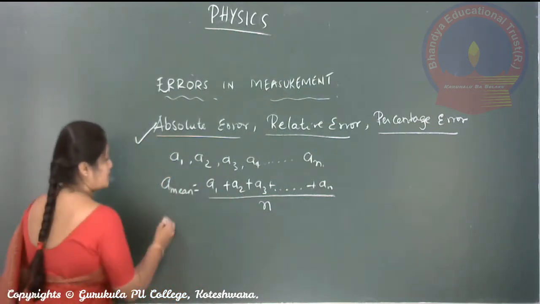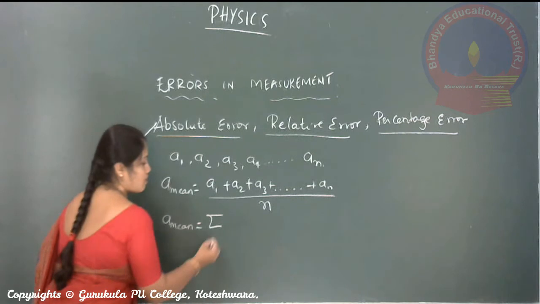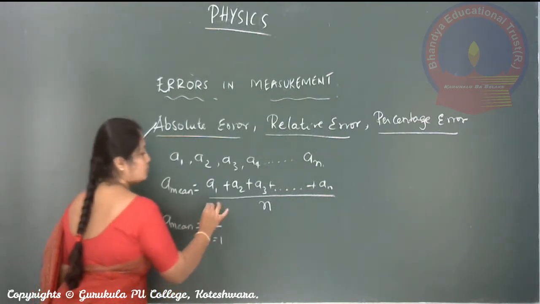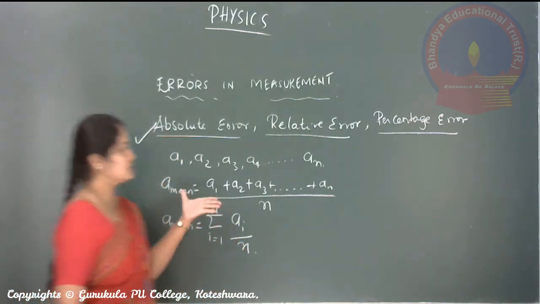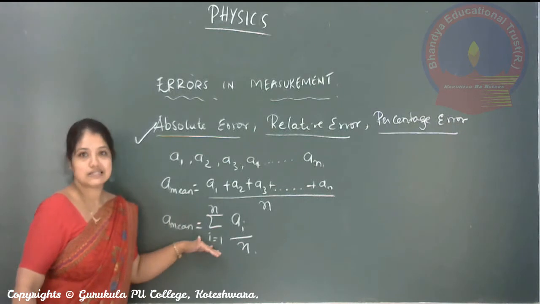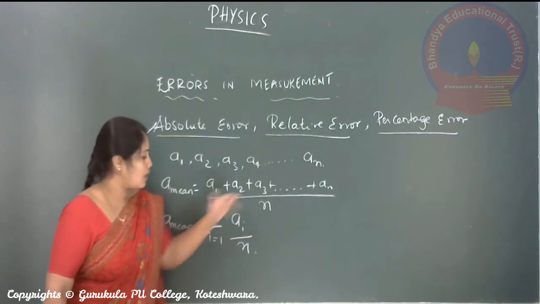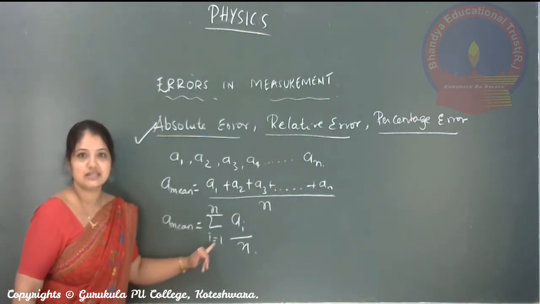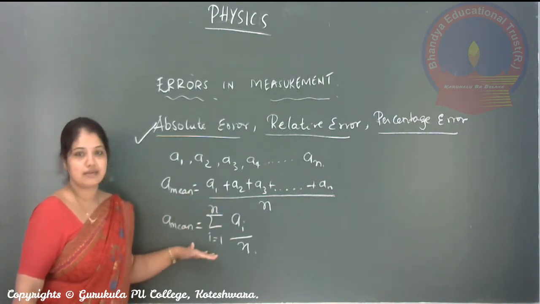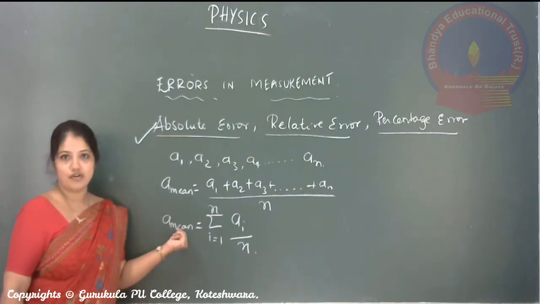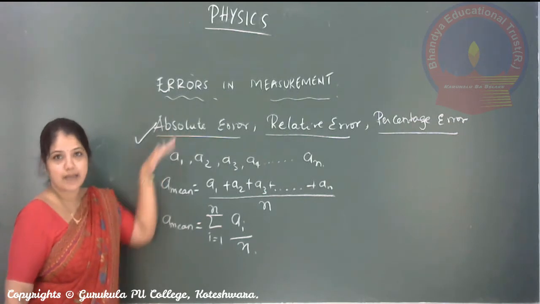Here A of mean is equal to the summation from i equal to 1 to n of A of i, divided by n. So we are writing this full thing in terms of the summation, which contains all these values, with the limit taken from i equal to 1 to the last value n. I sum it and divide by n, which gives me the A of mean. Now my aim is to find the absolute error.